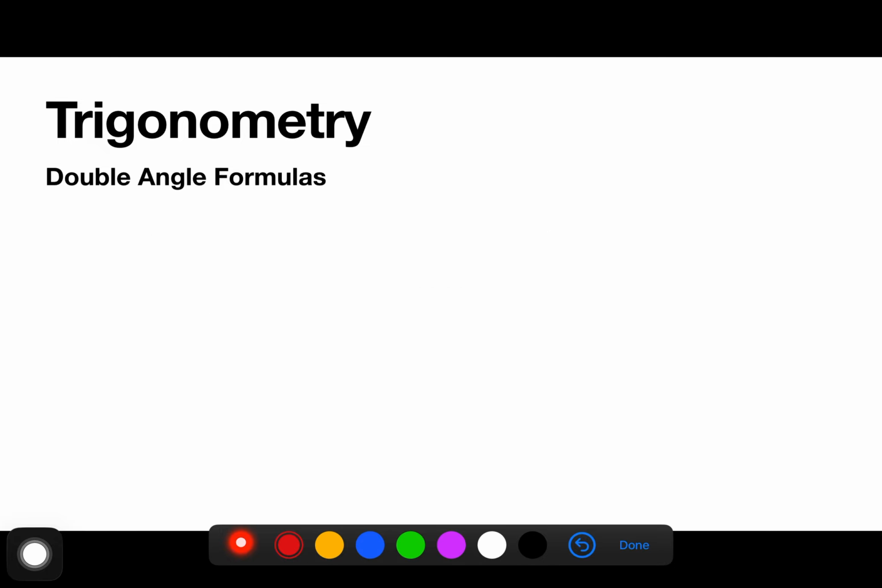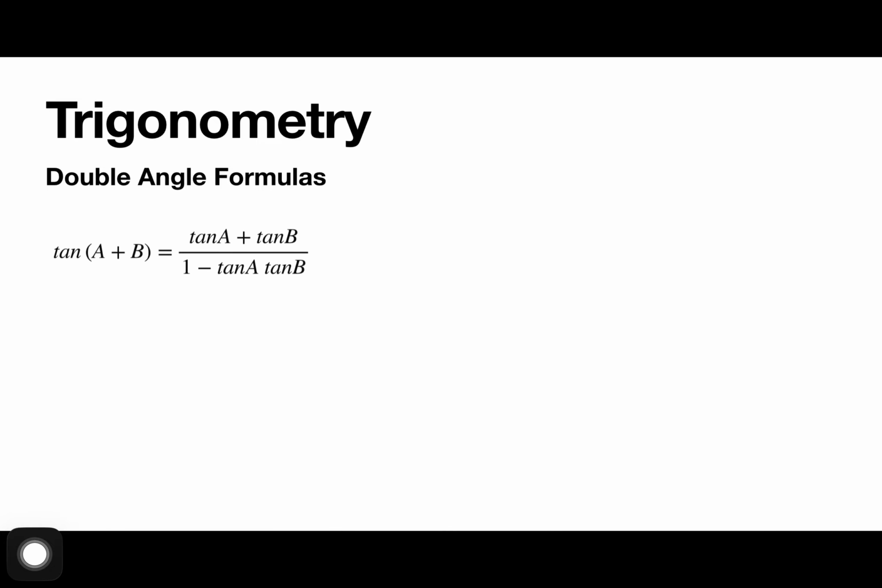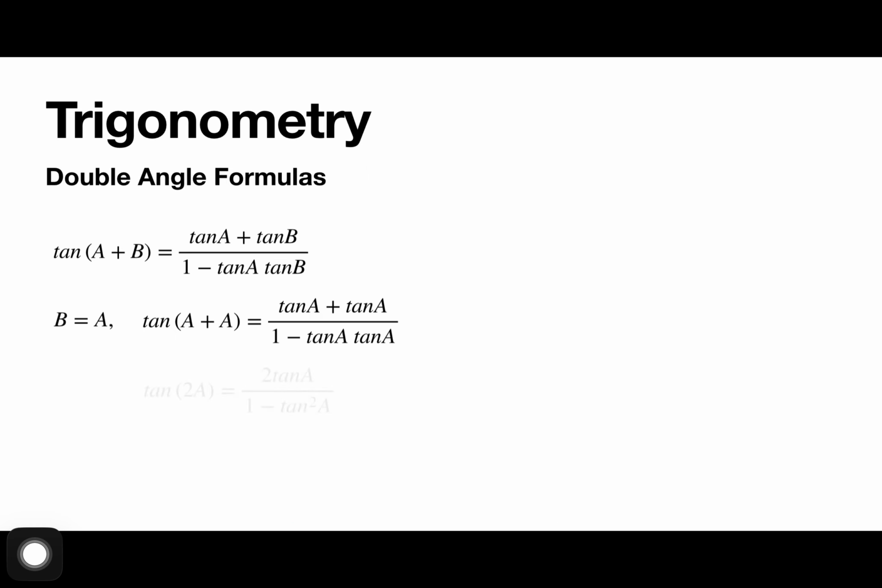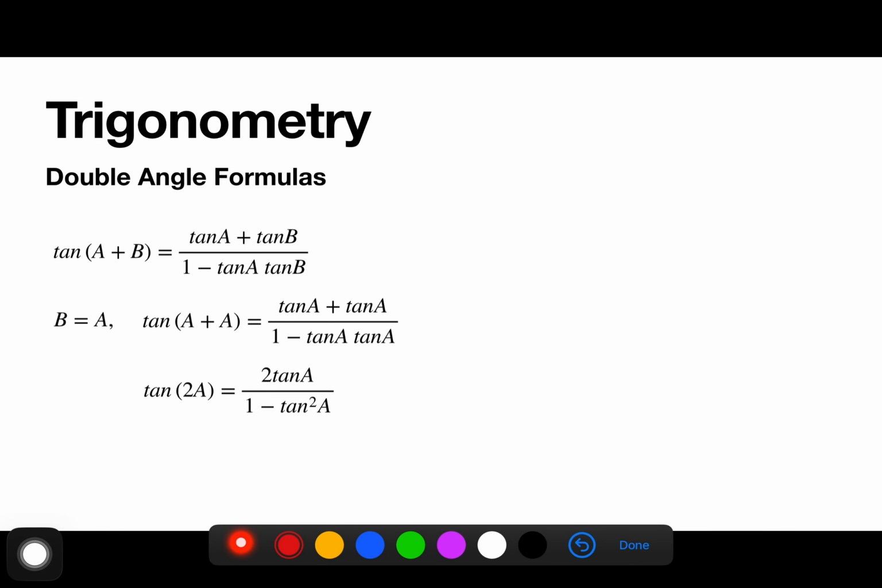To derive the double angle formula for tangent, we start with the addition formula. Let a equal b, and we get tangent of 2a equals 2 times tangent a divided by 1 minus tangent squared a.